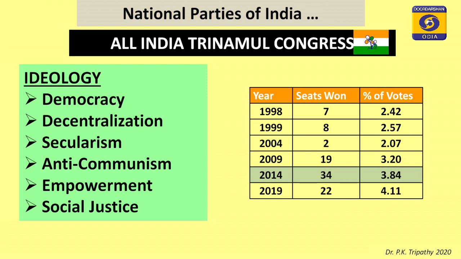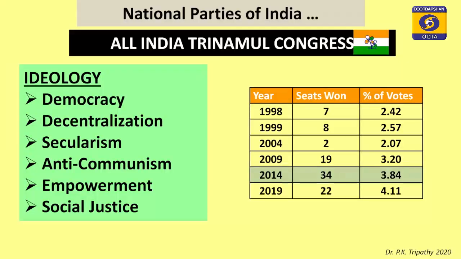Now come to the All India Trinamool Congress, AITMC. Of course, you know that the party was formed by Mamata Banerjee in 1998, and the party always stands for anti-Congressism. The party also stands for anti-communism, and for democracy, decentralization, secularism, empowerment and social justice. So Mamata Banerjee's All India Trinamool Congress was born out of the Congress, therefore it has certain similarities with the Congress. At the same time, as it is a dominant force in West Bengal, it has its own enemy, that is the Communist Party.